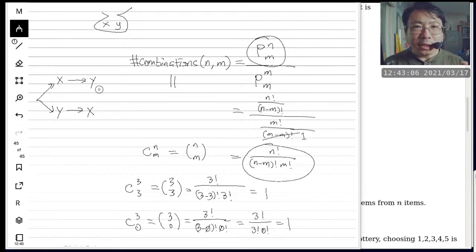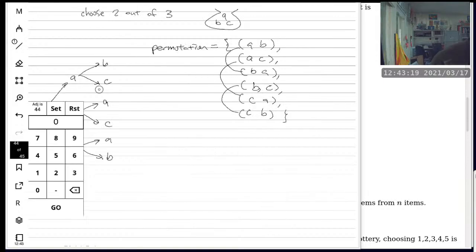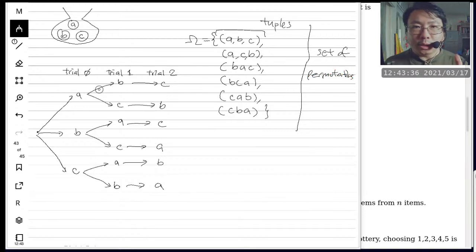All right, so now I'm going to relate the concept of permutation to tuples, which we have seen already. So let me go back one slide so that we can see it. Oh, the other one further back. There we go. So these are tuples, right? And this is a set of permutations. Okay, so we're good here.